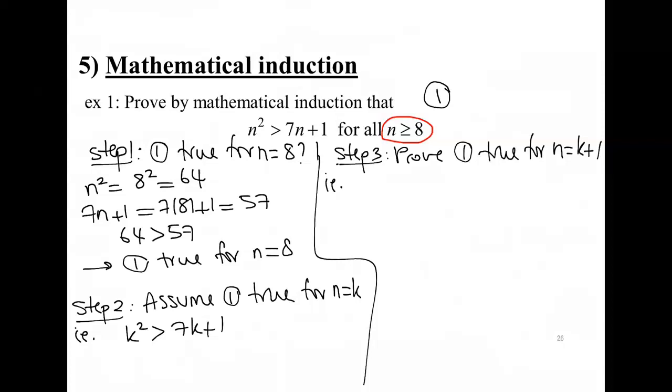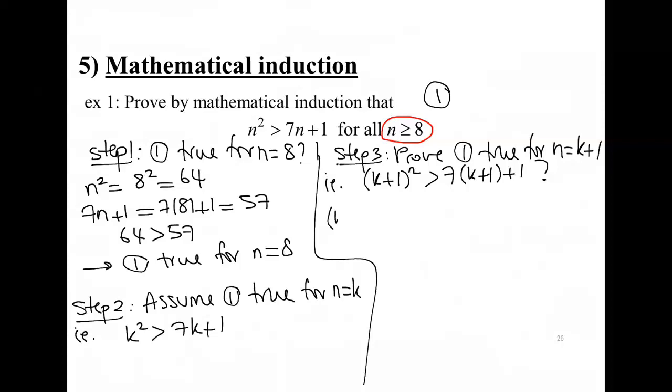I always urge you to write what each step basically means for the statement. Always write down the statement in terms of k and in terms of k plus 1 in order to be able to see what you have and what you want to reach. So over here, replacing n by k plus 1, it's k plus 1 all squared greater than 7 into k plus 1 plus 1. So this is the statement that we want to prove.